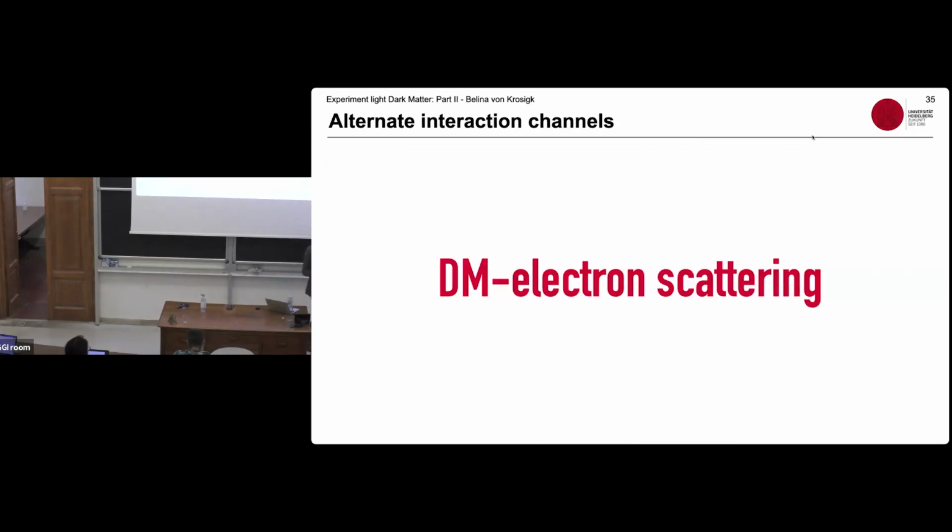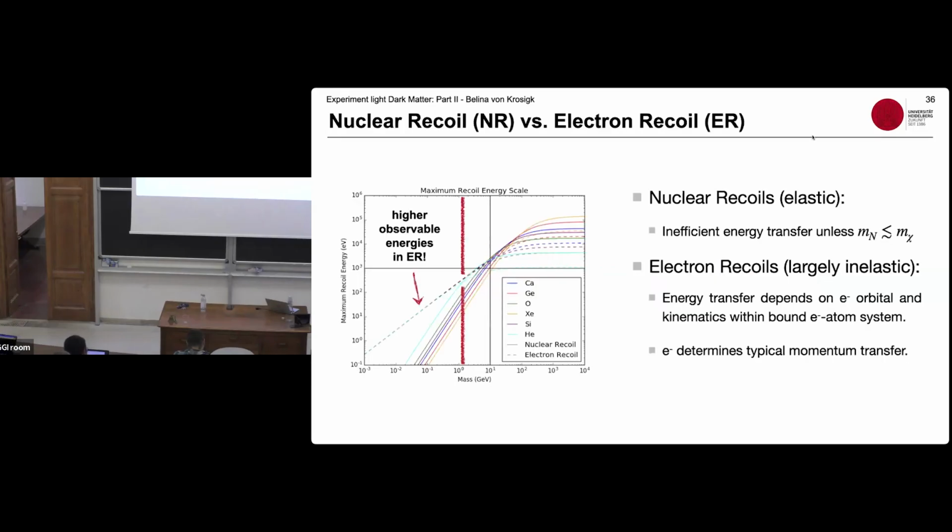So now the other part is dark matter electron scattering. One argument is that we have built our detectors already. We are stuck with xenon, we are stuck with silicon, germanium, calcium tungstate, etc. So what if we just go away from searching for dark matter nuclear scattering, and rather look into dark matter electron scattering, because the electron is a much lighter scattering partner, right?